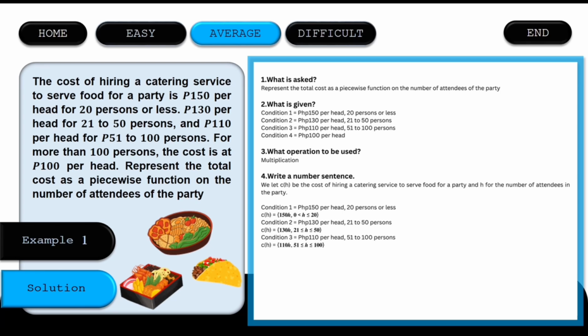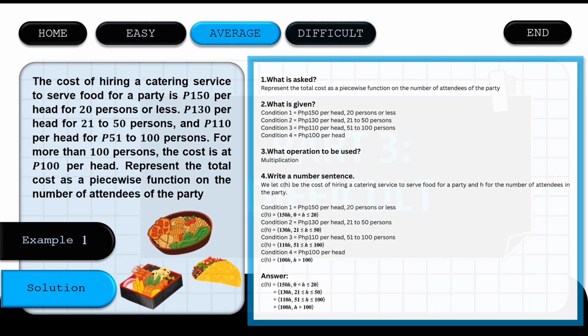At ngayon, para sa interval, magkakaroon tayo ng H is greater than or equal to 51 but less than or equal to 100. Huli, the cost is 100 pesos per head, which will be 100 times number of attendees, and for the interval, ayan ay H is greater than 100. At ito na ang ating magiging final answer. Lagi lang nating tatandaan na unawain ang problem at i-consider ang bawat statement nito.